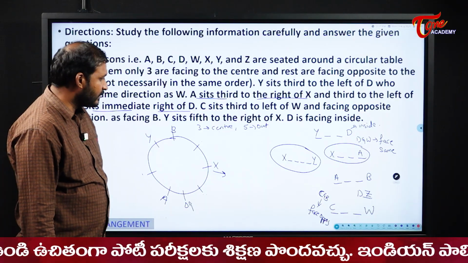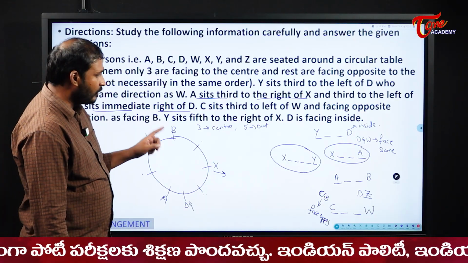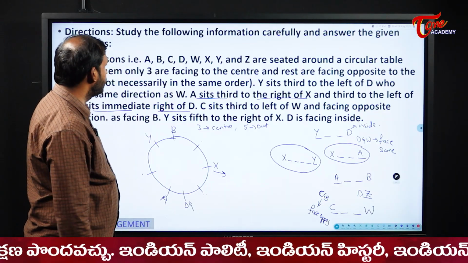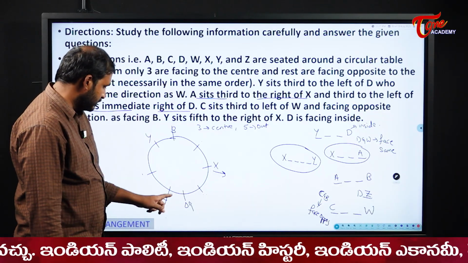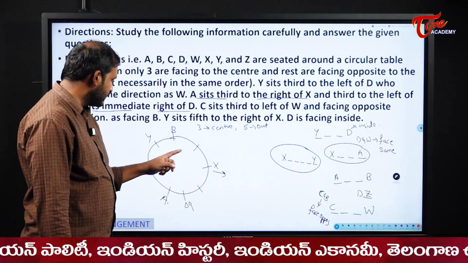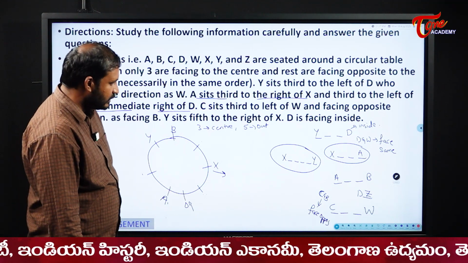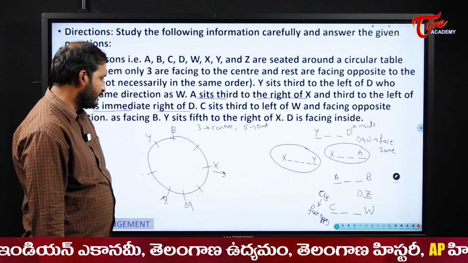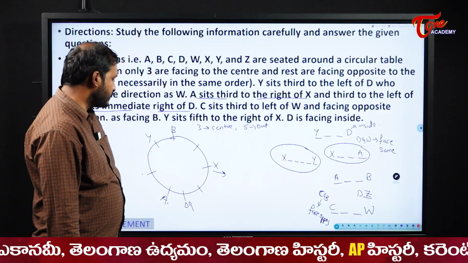Okay, definitely I can put B here. Now B, I can put B and A, so we came to know that A, B, C, D, W, X, Y, Z. So A, B, C, D, W, X, Y, Z. Okay. Next, C and W, I should have how many persons? 3 persons. Between C and W I should have 3 persons.